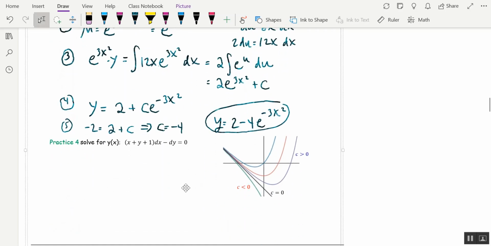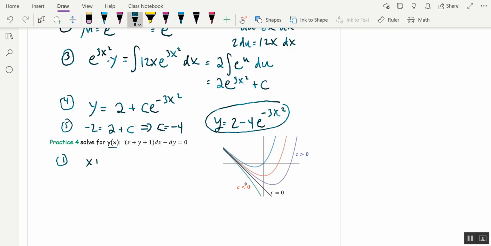So pause the video, put this in standard form. You're going to have to write a dy dx because you want to solve for y eventually and see what you get. Okay, so step 1, hopefully you did that. First, I'm going to divide both sides by dx. So x plus y plus 1 minus dy over dx is 0.